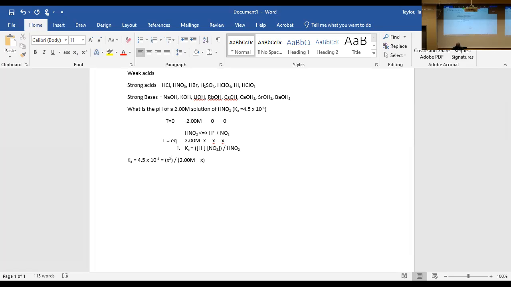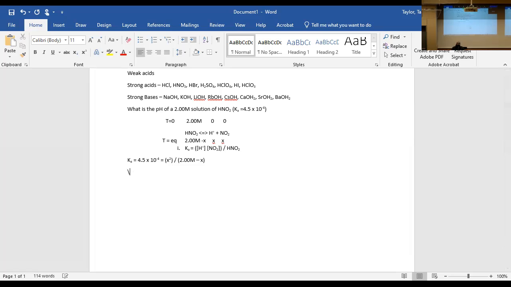And then if you remember, we have to see if we can drop this X right here. Because if we can't drop it, then we have to do the entire quadratic equation, and it takes a lot of time to do that. If you're on an exam, you're going to want to do this as quick as possible.